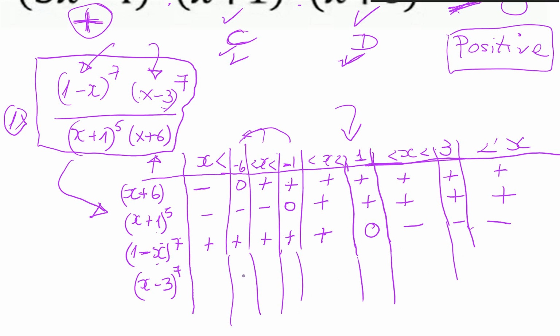Of course, when x is equal to 3, it gives 0. And when x is greater than 3, it gives positive. Greater than 3, positive, otherwise negative. Then, for all the possibilities of these expressions, see what happens when x is less than -6.